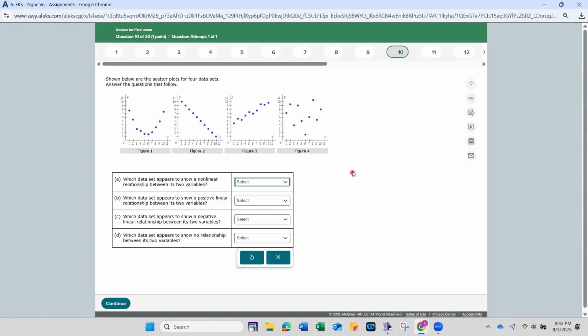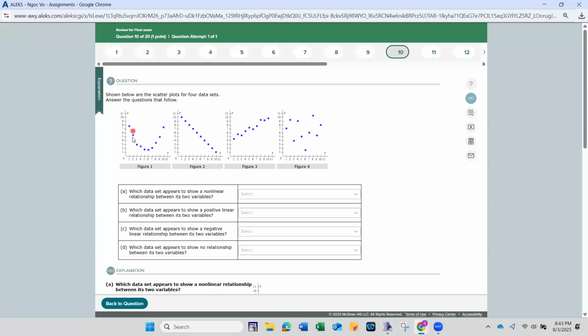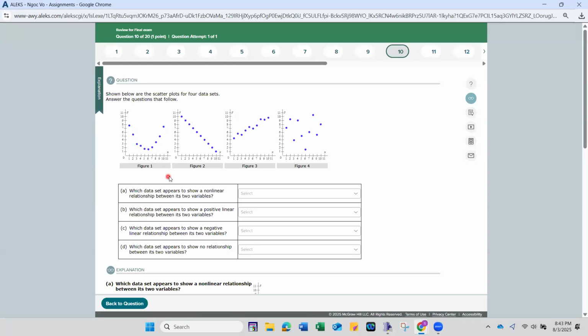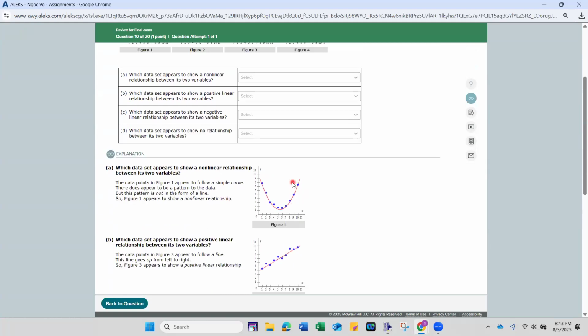The next question is about the shape of the scatter plot, what the shape looks like. A scatter plot is nothing but dots, X and Y dots here. Now, let me show you the explanation here. It is easy to identify the shape of the scatter plot. As you see in figure number 1, it looks pretty much like a U shape. In other words, this is non-linear data. So this picture represents a non-linear relationship.